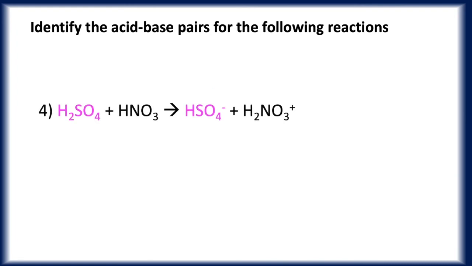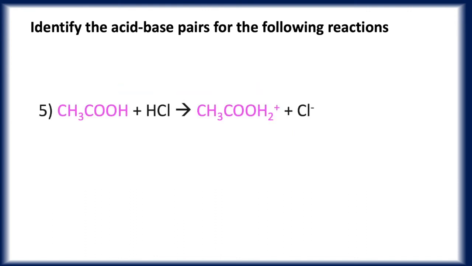Question 4. Sulfuric acid and nitric acid reacting now. We compare sulfuric acid with HSO4-, as there's a proton difference between those, and HNO3 and H2NO3+, as there's an H plus difference between those two, and so those are our pairs. And finally, question 5, we have ethanoic acid with hydrochloric acid, and again we've got two acids reacting together, but in this case, HCl acts as the acid and forces ethanoic acid to act as a base. So that's our first pair, and then HCl and Cl- is the second pair, like so.